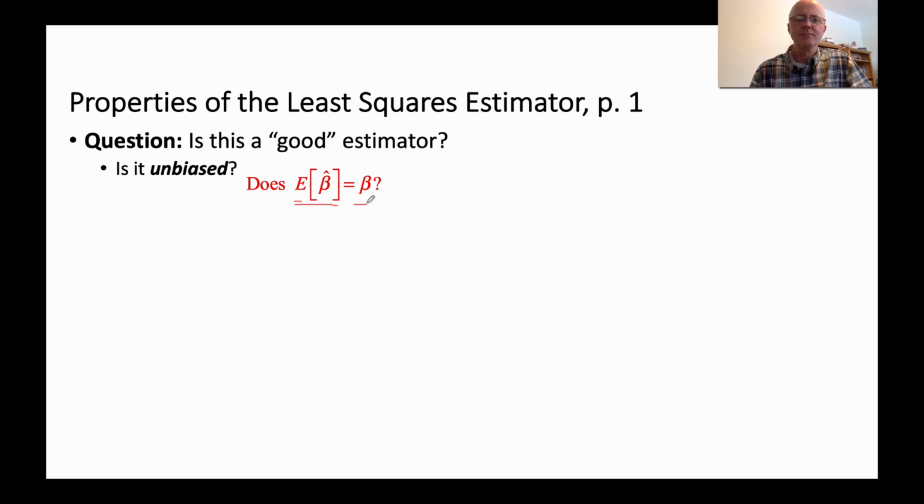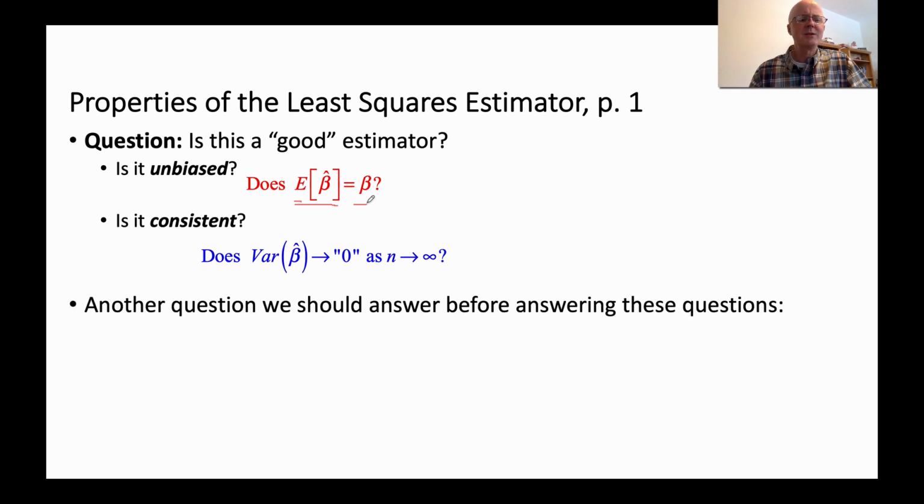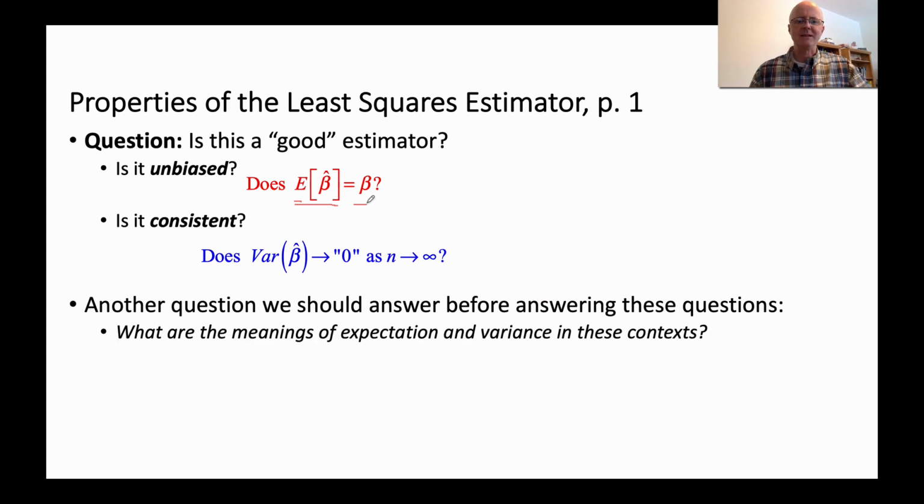Is that true? Okay. Is it consistent? Does the variance of beta hat somehow go to 0 as n goes to infinity? So if it's got an expectation, does it have a variance too? But really there's another question we should answer before trying to answer these questions. What in the world are the meanings of the expectation and the variance in these contexts? Are they numbers? Well, no, they can't be numbers. The first one, in fact, has got to be a vector. What about the second one? What about the variance? That's actually going to be a matrix. That's not just a column vector.